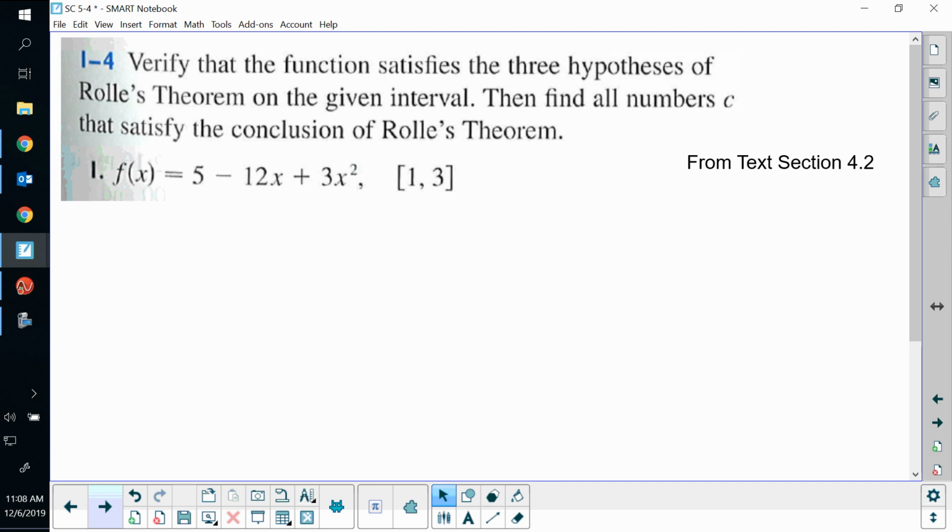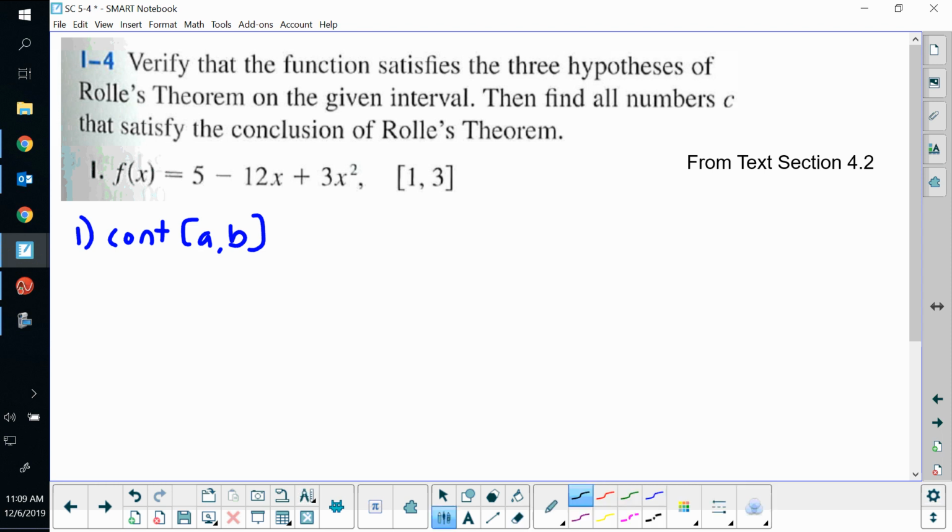So we want to verify that the function satisfies our 3 hypotheses for Rolle's theorem, and then find any number c that would satisfy the conclusion of the derivative equaling 0. So first hypothesis, it's got to be continuous on the closed interval AB. So we have a parabola here. Parabolas are continuous everywhere, so that's good. We need to be differentiable on the open interval AB. Well, parabolas don't have any corner points or kinks, so we're good on that too.